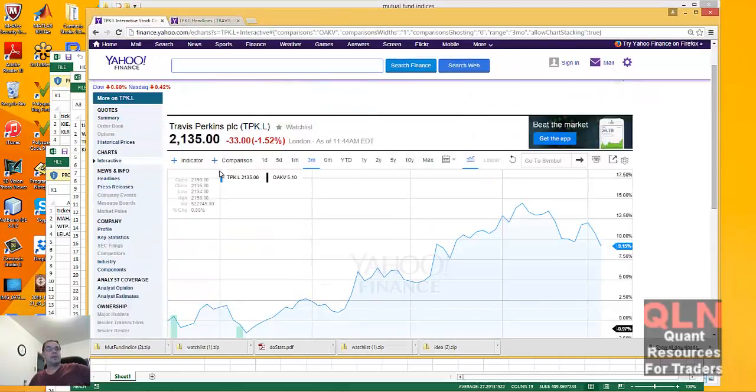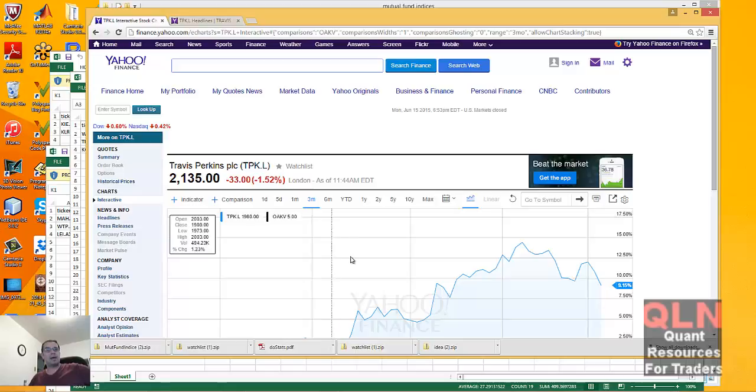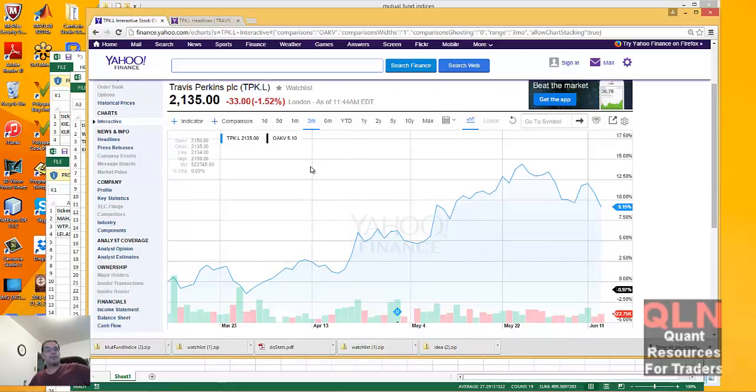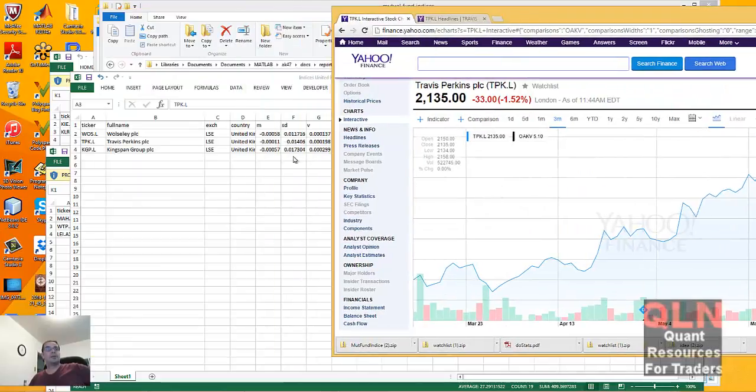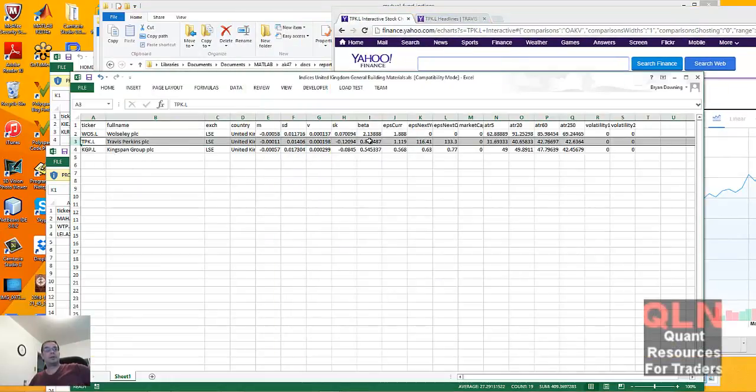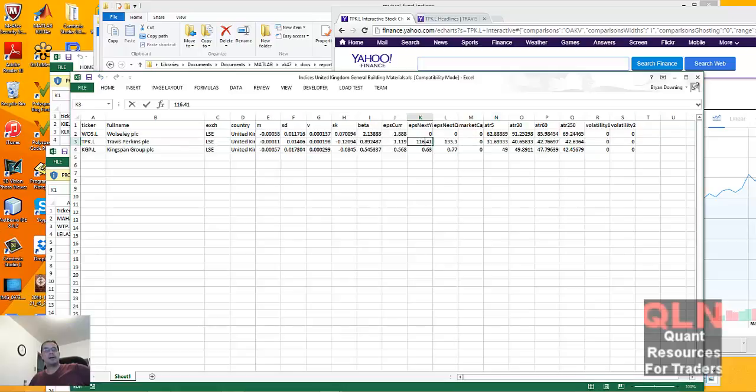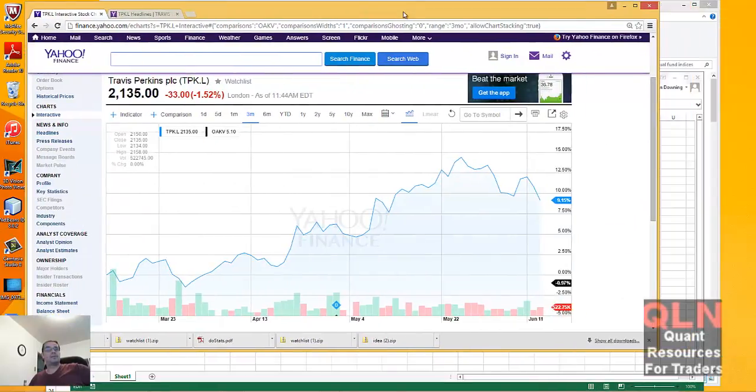This is TPKL. Now this is from a 3-month view. How it's risen has been pretty astronomical. I mean, it's gone up like 9%, 10%. But if they're coming back and saying, "Our earnings per share is this high," that's something to really pay attention to. So I am not going to speculate on that.